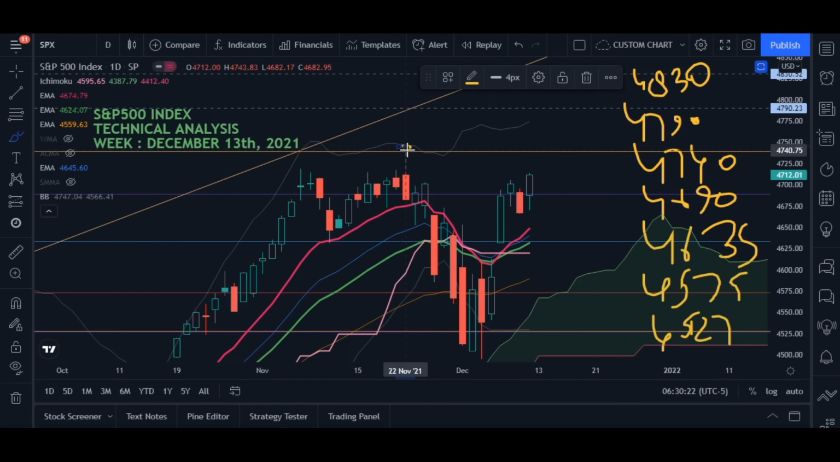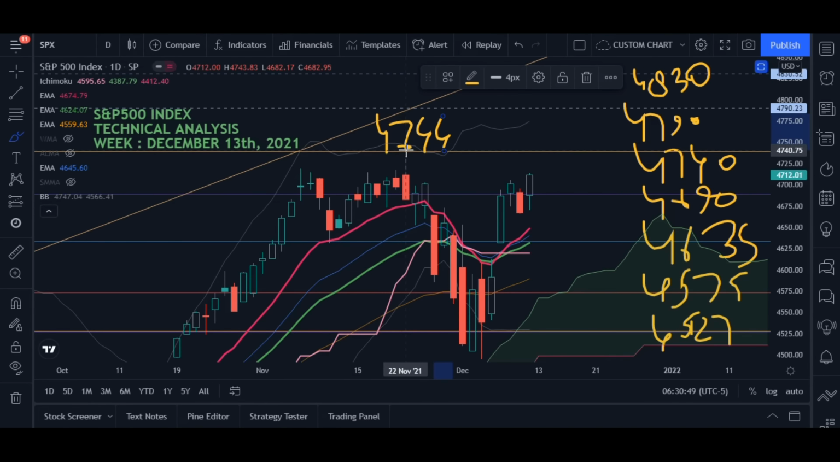The most critical support is this, and this is 4744. So until and unless market breaks the previous high of itself, market is not bullish. This is the simple theory. Market must break the previous high, which was 4744.